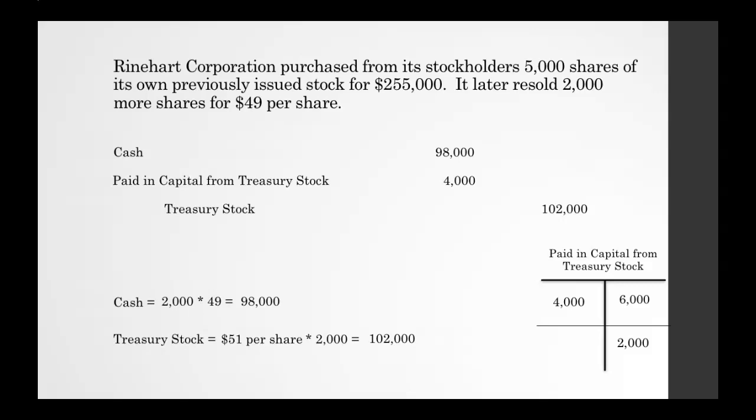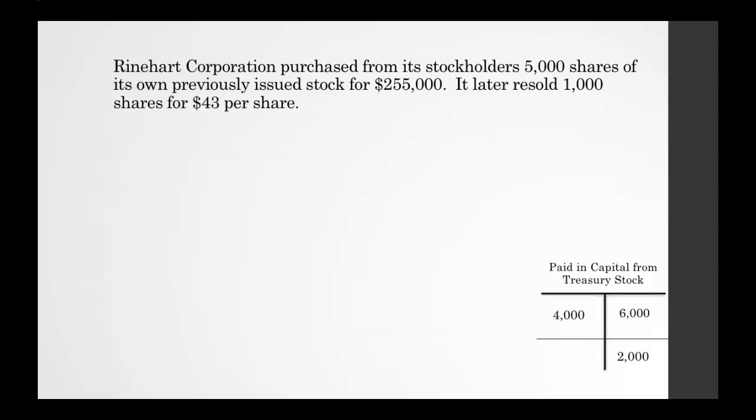And this next part is when we start caring about that balance in paid-in capital. We're reselling our 1,000 shares here for only $43 per share. Remember, we paid $51 per share when we bought back all of this treasury stock. So we're selling it for way below what we initially paid for. So let's look at this entry.